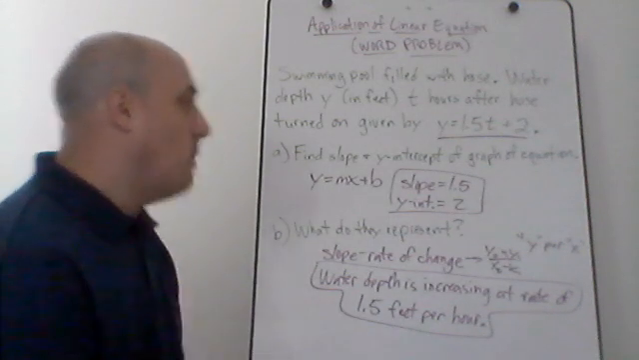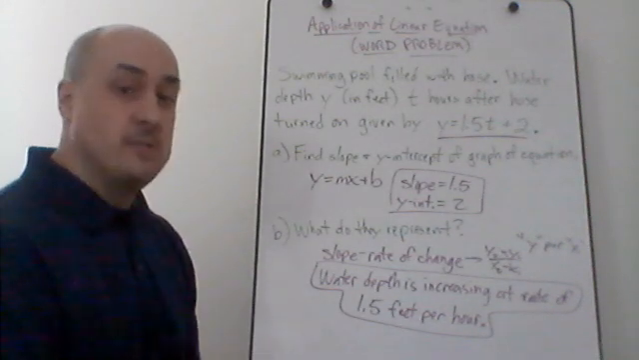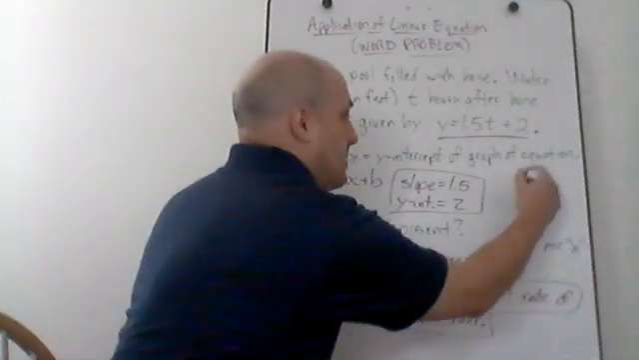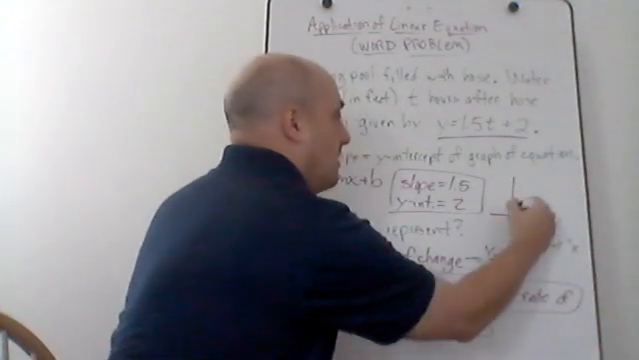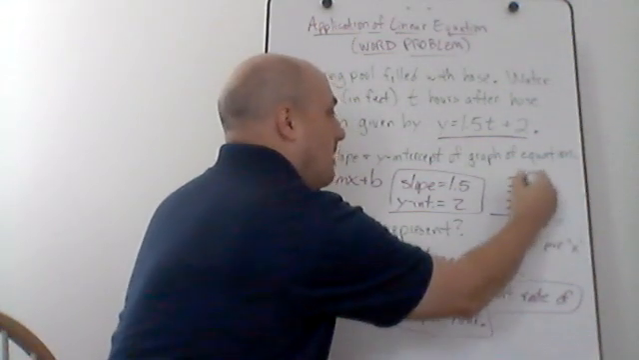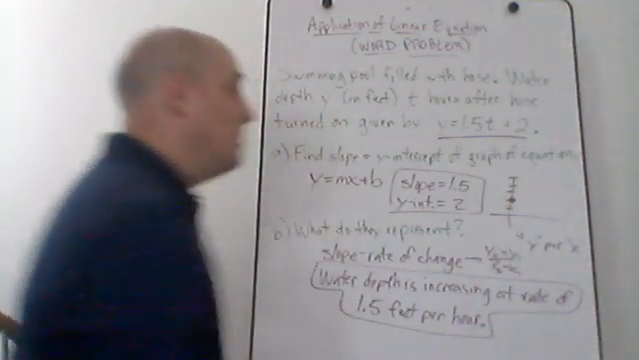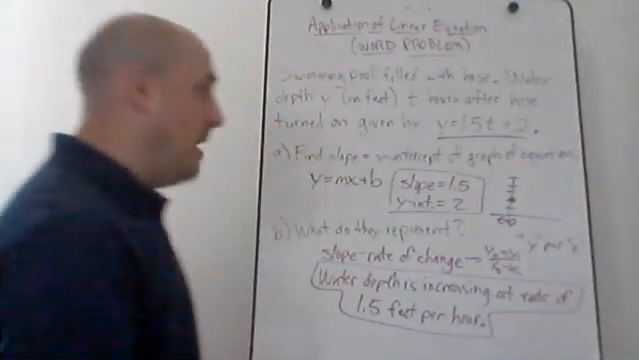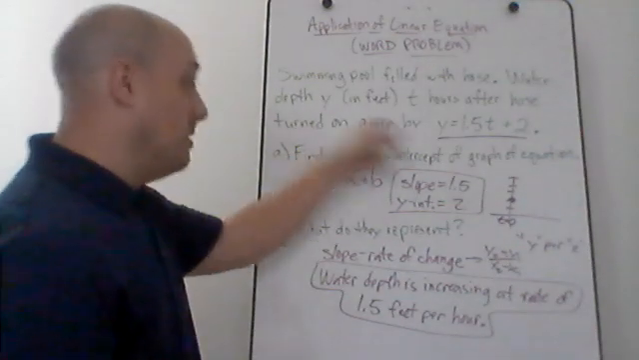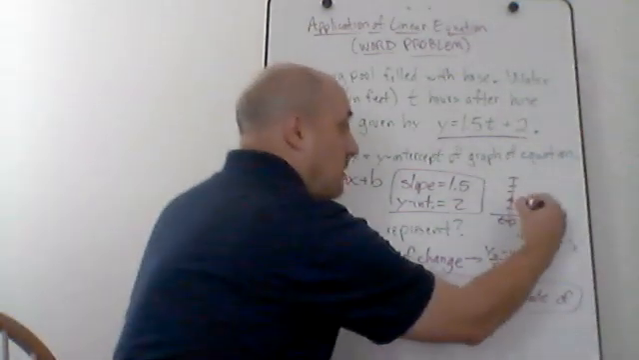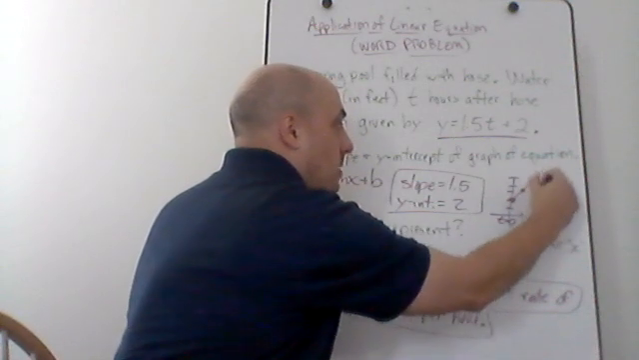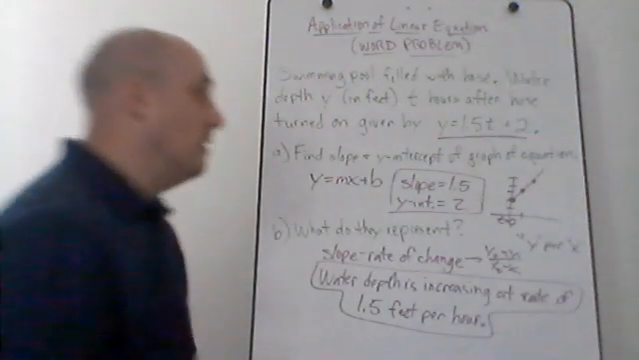All right, so then what does the y-intercept equals 2 represent? Well, what does the y-intercept mean? If I were to graph this equation, which we don't have to do, but just to make a point here, the y-intercept of 2 means that when t is equal to 0, my y, or my water depth, is 2 feet. And then the slope of 1.5 means every time I move over 1 hour, the water gets 1.5 feet deeper.